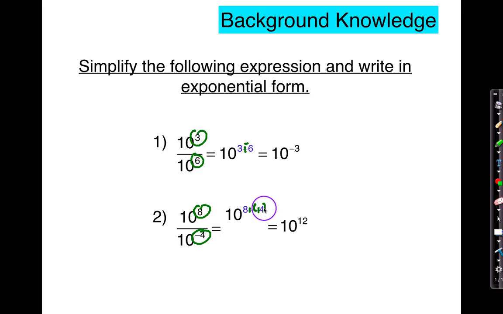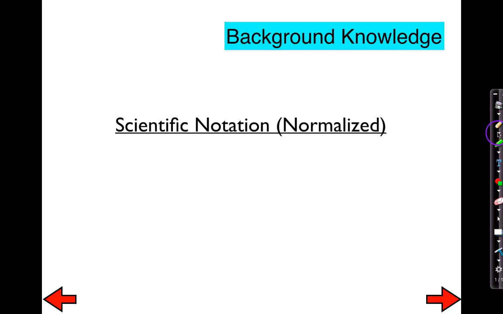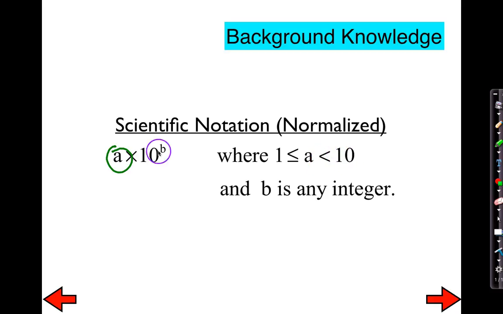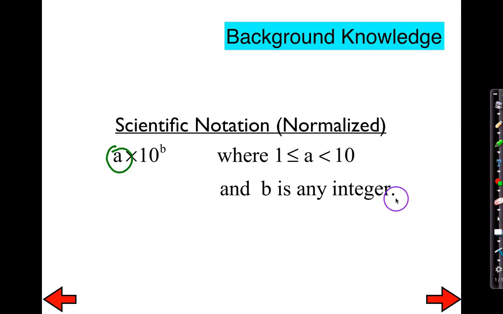Okay, the other background knowledge I want to go over is scientific notation. What are the requirements? Well, A here is what I refer to as your coefficient. A is very particular. It has to be between 1 and 10. It's allowed to be 1, so it can be equal to 1, but it cannot be equal to 10. And B, which is your exponent, has to be an integer, so that means no decimals and no fractions for the exponents. It has to be nice whole numbers.